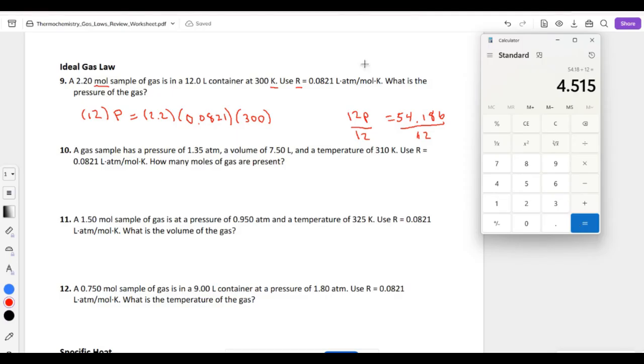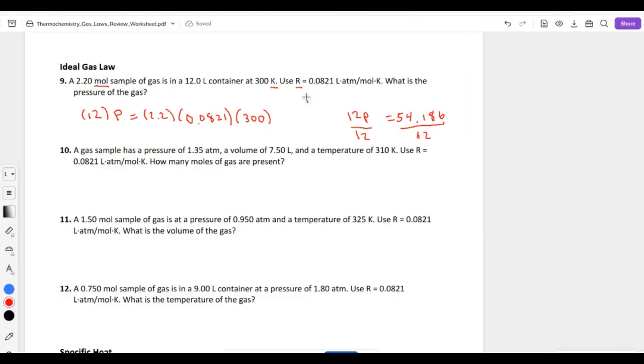All right, so I got to remember that. 4.515. So P equals 4.515. And since it's P for pressure, it's going to be atmospheres. Voila. All right, there's an ideal gas law problem. Let's move on to the next area.